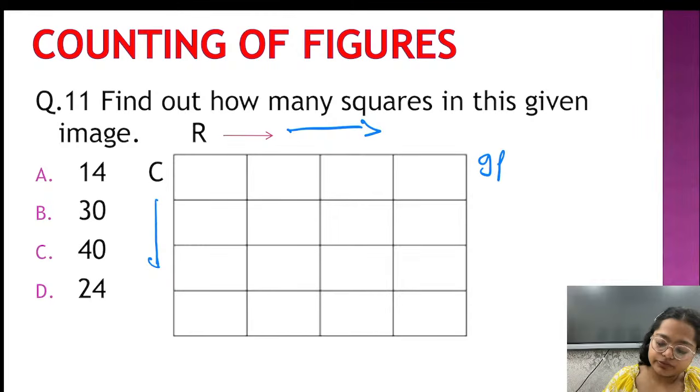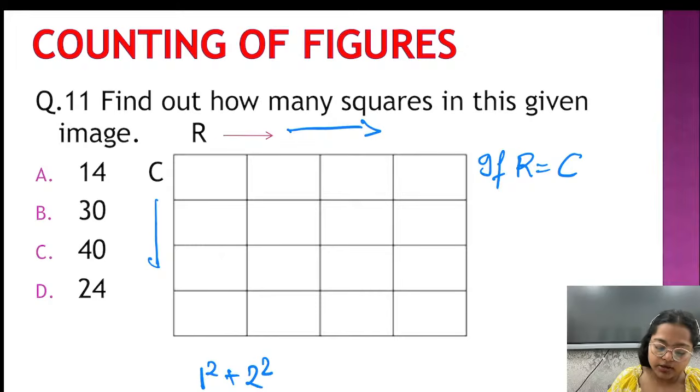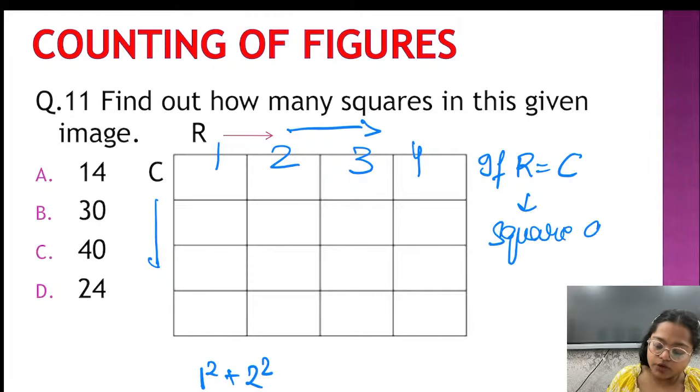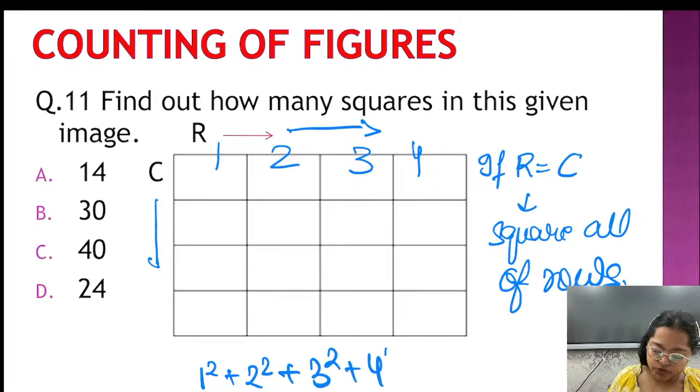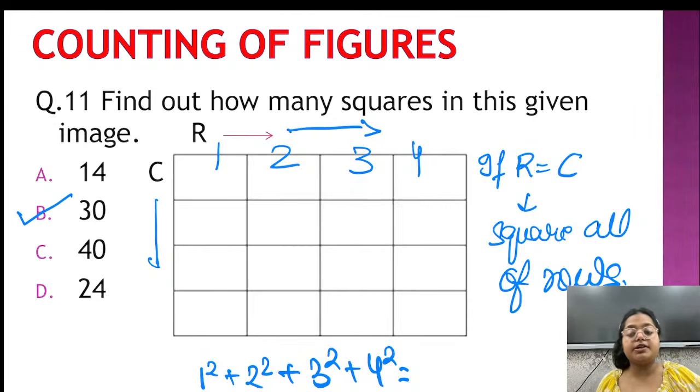If the rows and columns are equal, we have to square all the rows, like 1 square plus 2 square, 3 square plus 4 square. So 1 plus 4 plus 9 plus 16, so this would become 30. So the correct answer would be option B, 30.